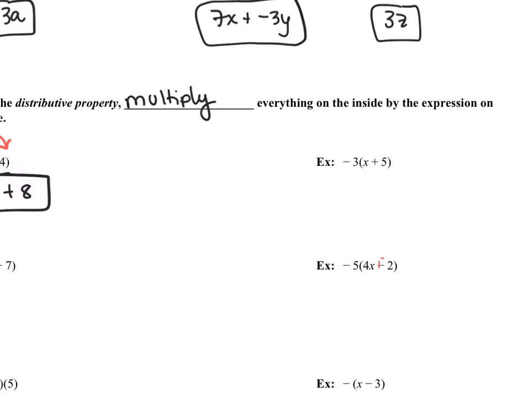And now I'm going to distribute my negative 5. And so then I just follow my rules of multiplication. Negative 5 times 4x is going to be negative 20x, because a negative times a positive is a negative. Then I'm going to bring down my plus sign because I made this plus. But then I'm doing a negative times a negative, which is going to be a positive 10. So that's important to keep in the back of your mind.